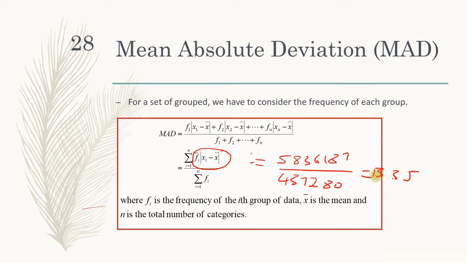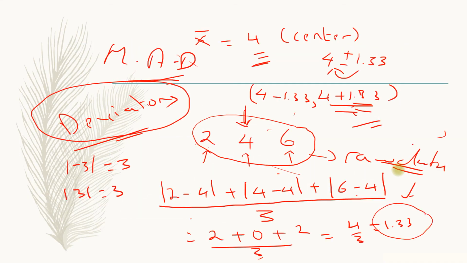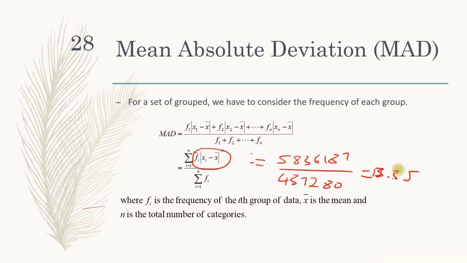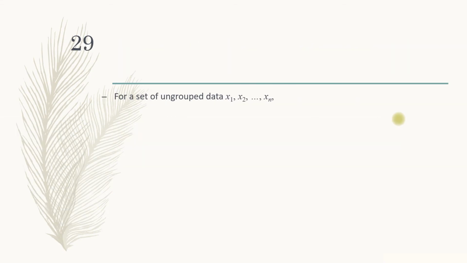So 13.35 is the mean absolute deviation. So the data means that on average, the number of months that a child will spend in foster care lies within 13.35 months around the mean, plus or minus 13.35 months around the mean. So that is the conclusion of this.